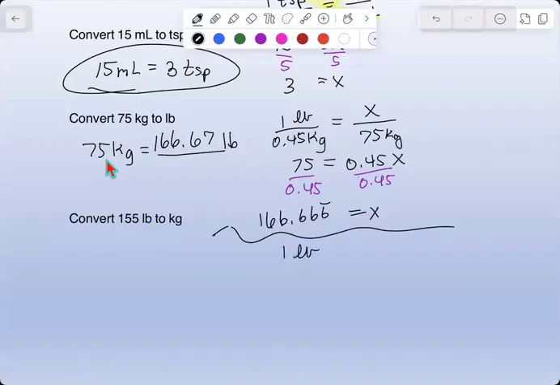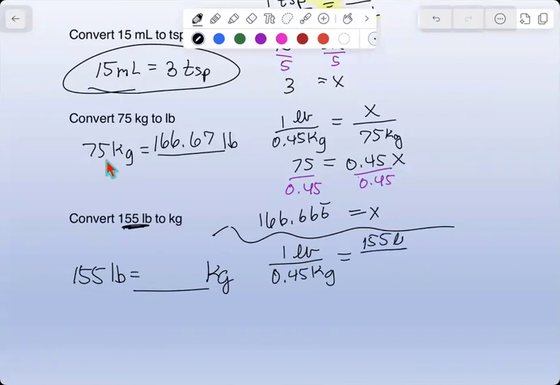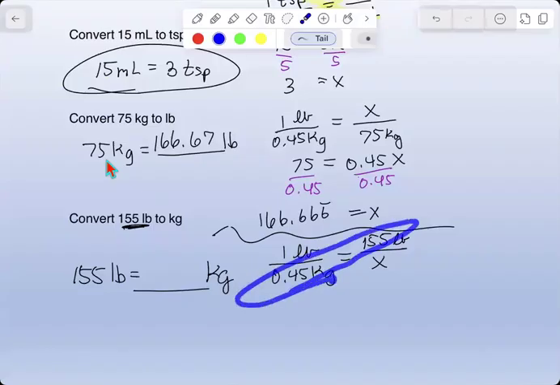1 pound is 0.45 kilograms. But we know the pounds this time. 155 pounds is how many kilograms? So we know the pounds, so it goes on top. We don't know the kilograms, so that's our X. Now watch what happens. When we do it, we multiply now by 0.45.